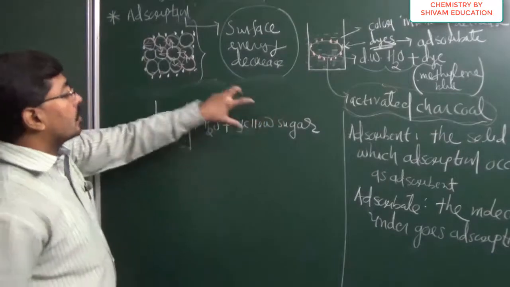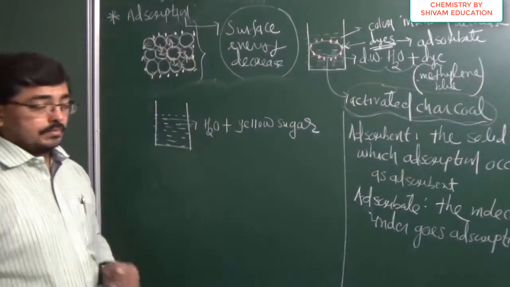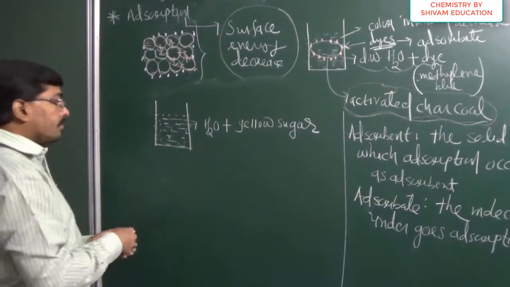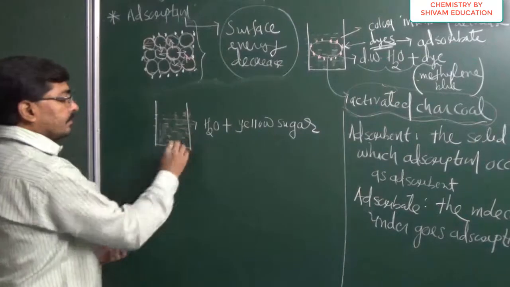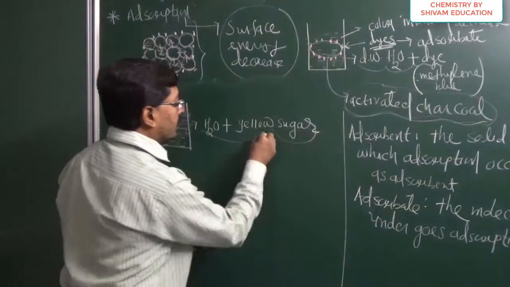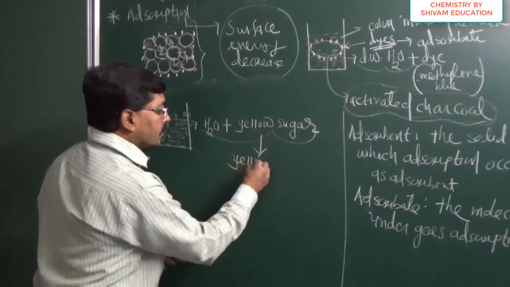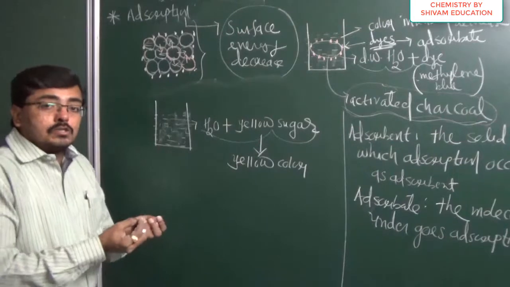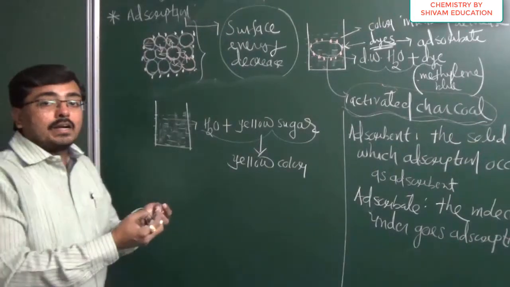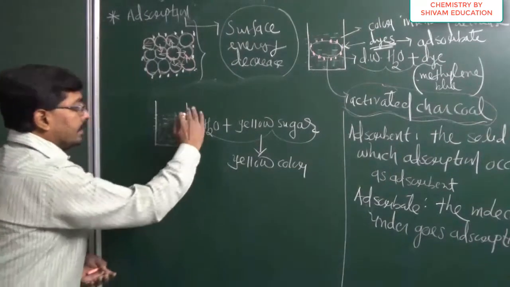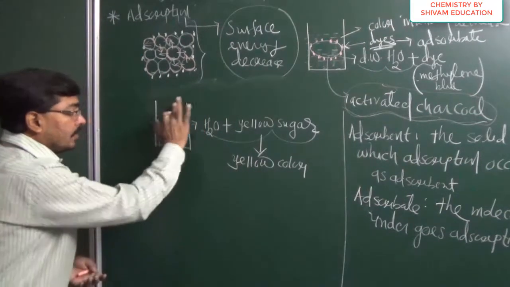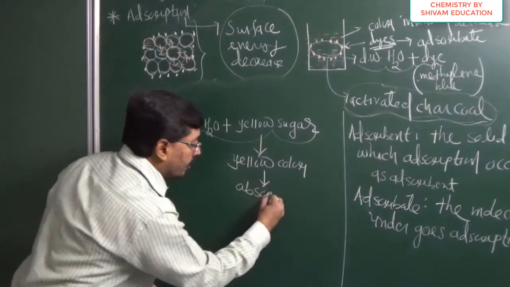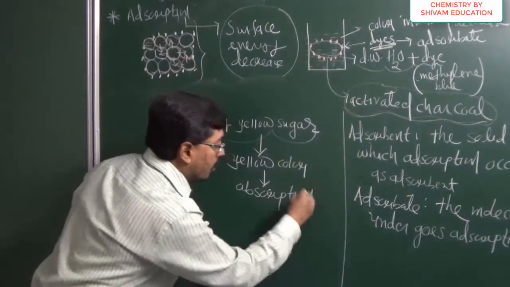So when I add yellow color sugar into this glass of water, what happens is that the sugar molecules start to diffuse, and it is observed that after some time this water becomes yellow in color. So the sugar dissolves and its color intensity spreads thoroughly into this container. This phenomenon is considered or known as absorption.